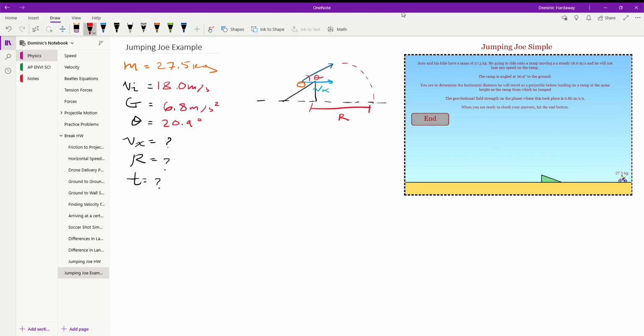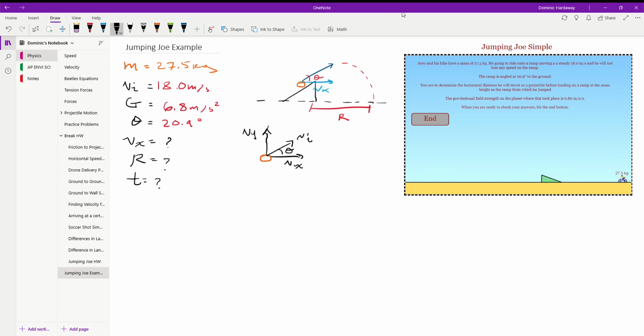Alright, so if we hop over here in this area, we can see all the variables. We wrote down the mass, the initial velocity, which was that 18.0 meters per second, the gravity, and the angle theta. So the first order of business is to solve velocity in the x direction. And we're going to do that by drawing Joe as this little diagram here. And this is velocity in the y, this is velocity in the x, and this is the initial velocity. And then theta, of course, is right here.